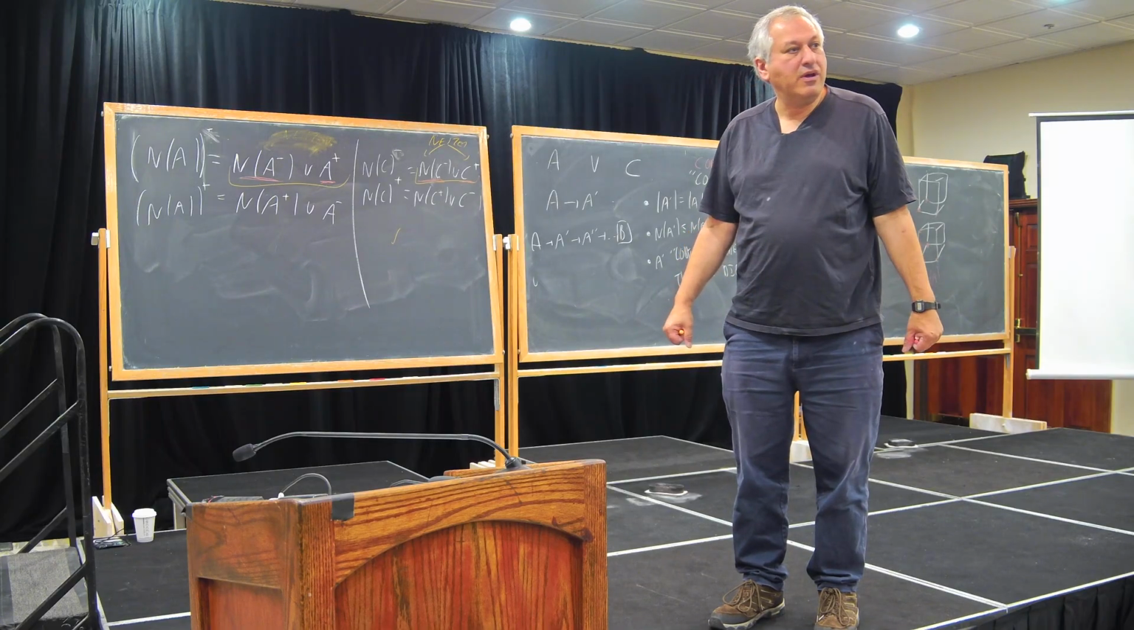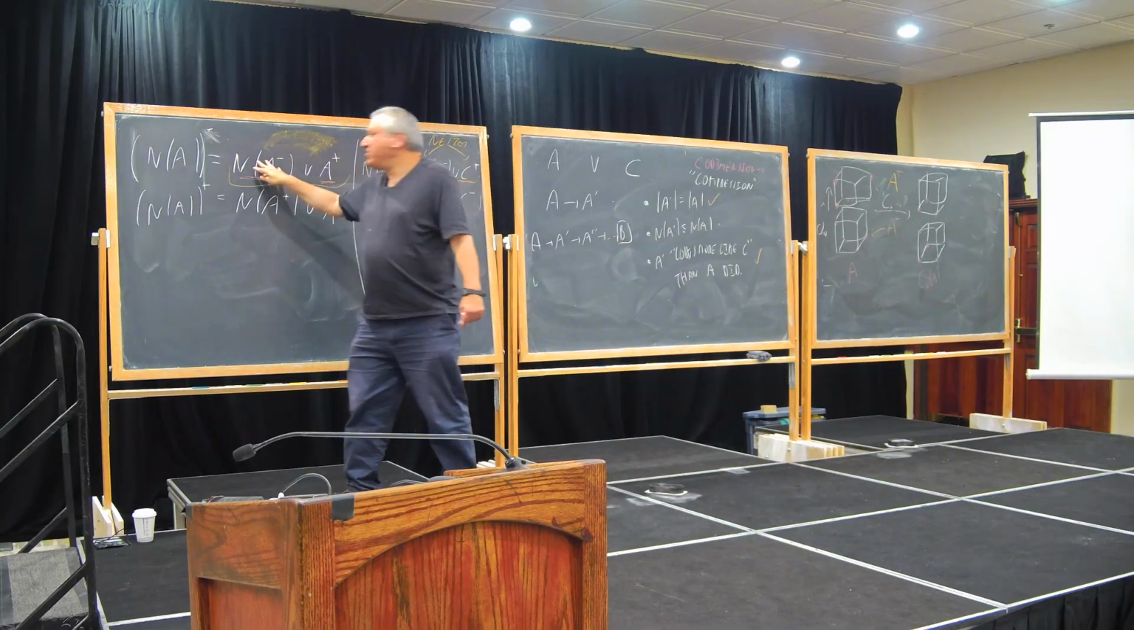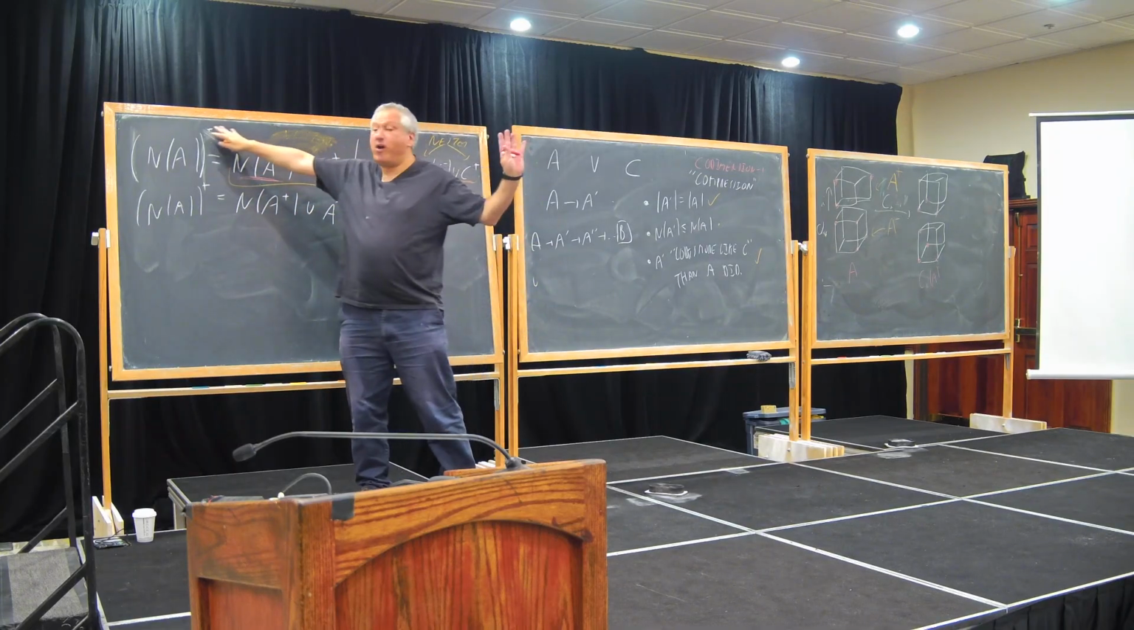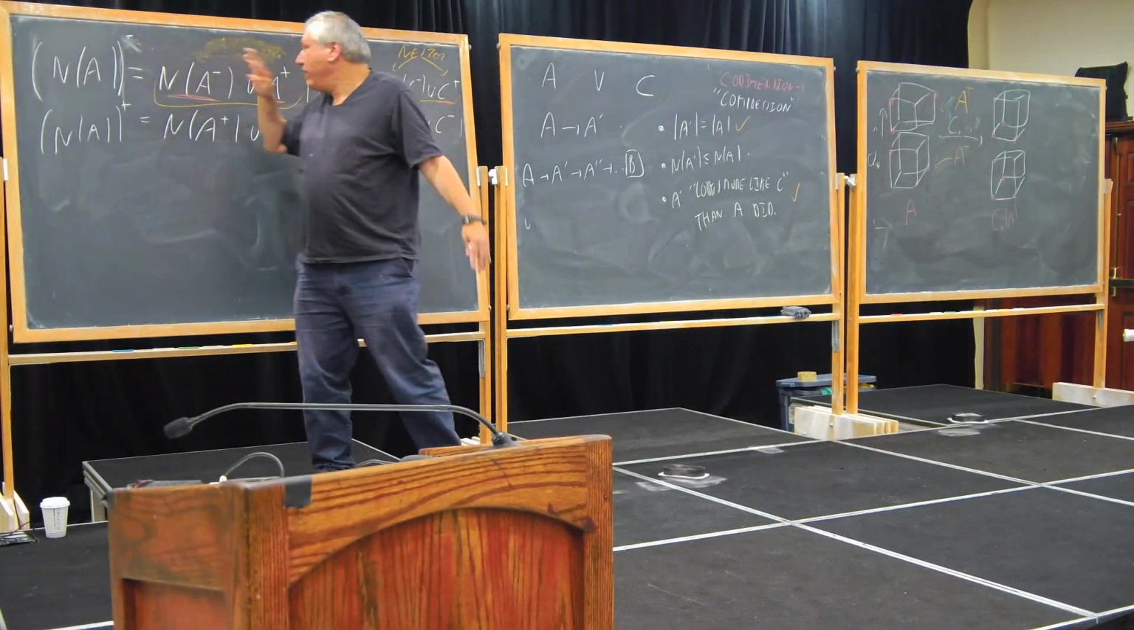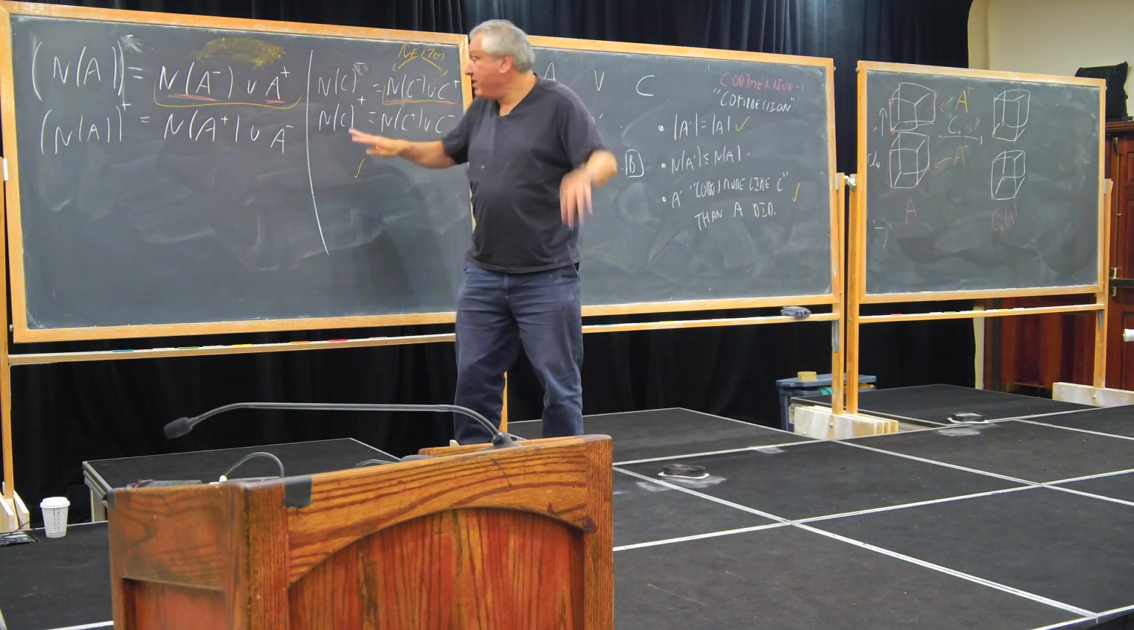Yes, that's true, but here's the point. The neighborhood of A minus is this set union that set. I'm just looking at the lower part of the neighborhood of A, the minus part. It's this union this, we agree? And for C, the lower part is this union this.